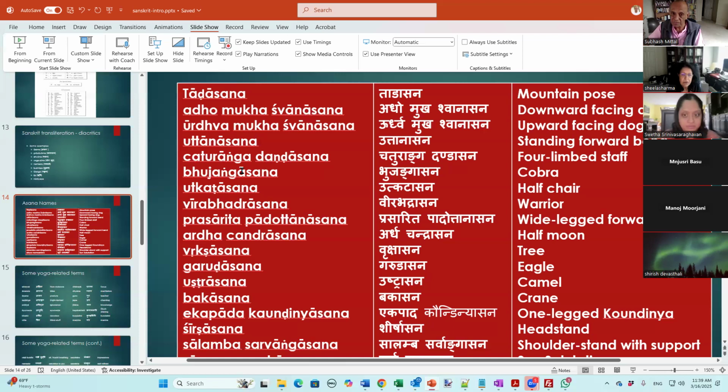Dandasana. And there is, of course, Bhujangasana. We know that, cobra pose. Then Utkatasana, half chair. Veerabhadrasana. We have this warrior pose, right? We know this very well. Then there is Prasarita Padottanasana, a long name. Wide-legged forward bend. Prasarita, Pada, Uttan. Multiple words are combined here. Padottanasana.